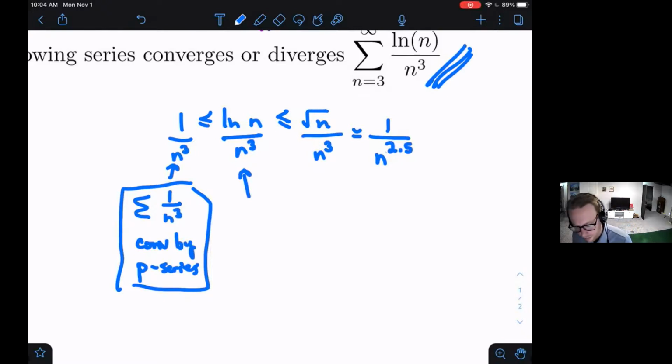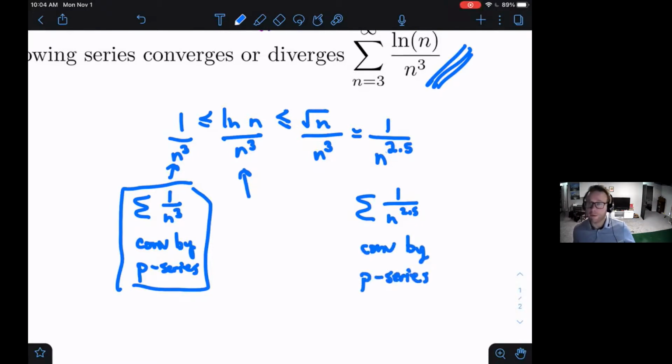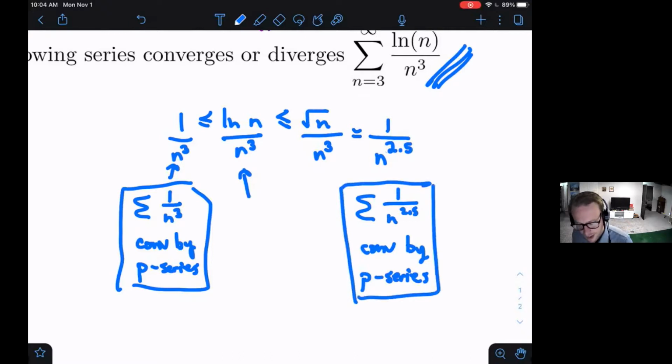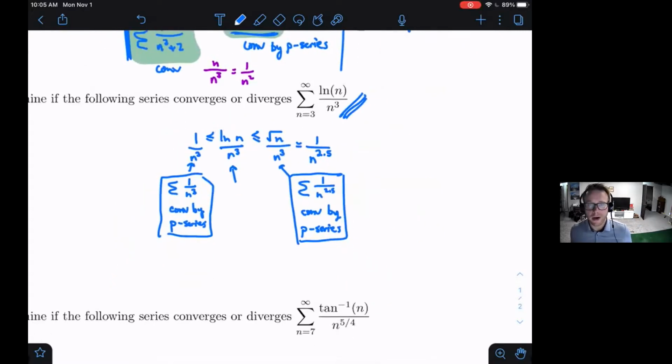On the other hand, if I sum up 1 over n to the 2.5, this converges also by p series. P series is very nice. The p is greater than 1 here: 2.5, the power of my n, is greater than 1. So I know that this converges by p series. And since this larger thing converges by p series, is there any way that a smaller thing can diverge? The answer is no. If this thing goes to a finite number, there's no way that a smaller thing could go off to infinity. And so this right here must also converge by the direct comparison test.